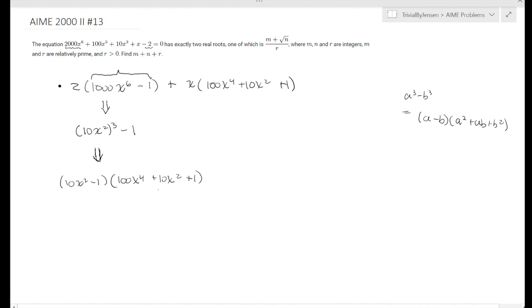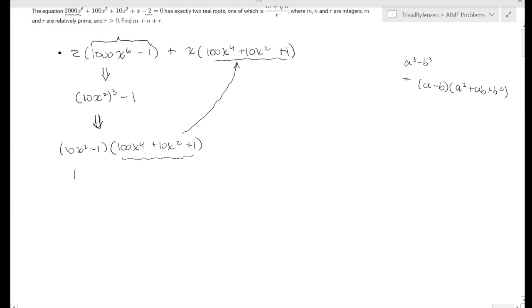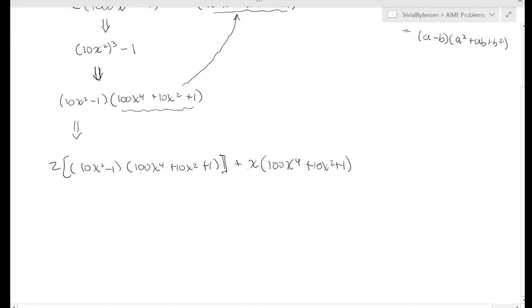But now this polynomial right here is actually the same factor that we have up here. So now we can go ahead and group those together. So what we actually have here is 2 times 10x squared plus 1 times 100x to the 4th plus 10x squared plus 1. Or whoops, this should be minus 1. My bad. Minus 1. And then the other factor we have here is plus x times 100x to the 4th plus 10x squared plus 1.